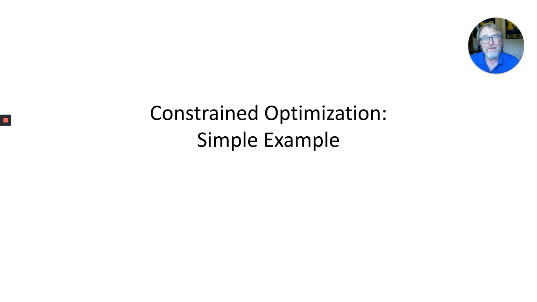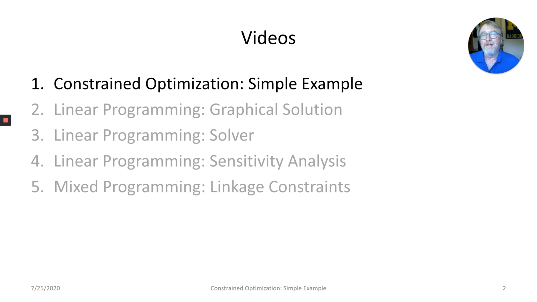So this is one of a series of videos. The first one is just a simple example of constrained optimization where we have a quadratic function with one variable, and gets into some of the issues of what happens with the constraint. Then we'll go into linear programming.